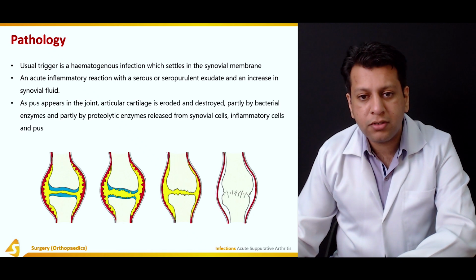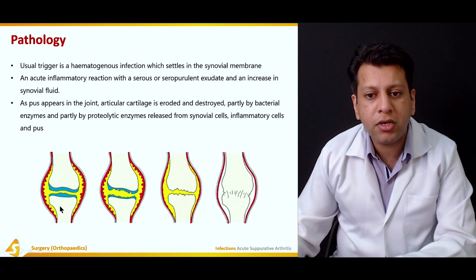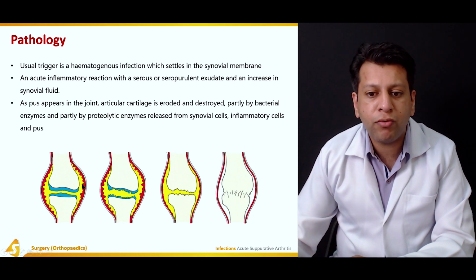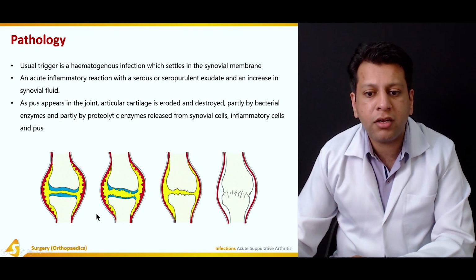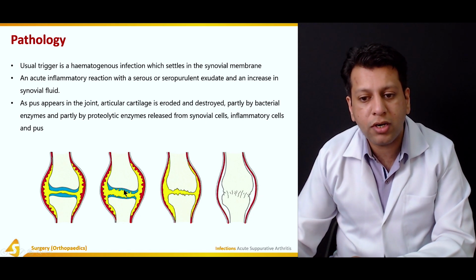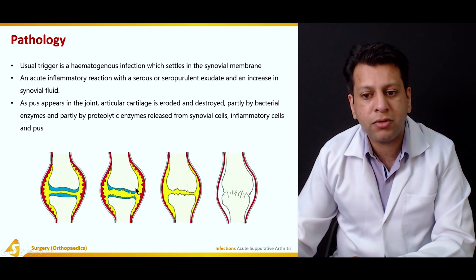Once that happens, the next stage is, as the pus appears in the joint, the articular cartilage gets eroded. Over here you can appreciate that the articular cartilage has started to get eroded. As the joint becomes involved, first the articular cartilage goes, and once the articular cartilage is gone, the bone underneath gets exposed. And this is the time when usually ankylosis would eventually start.